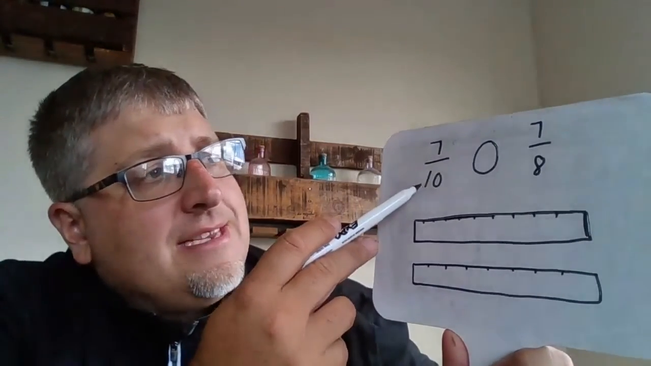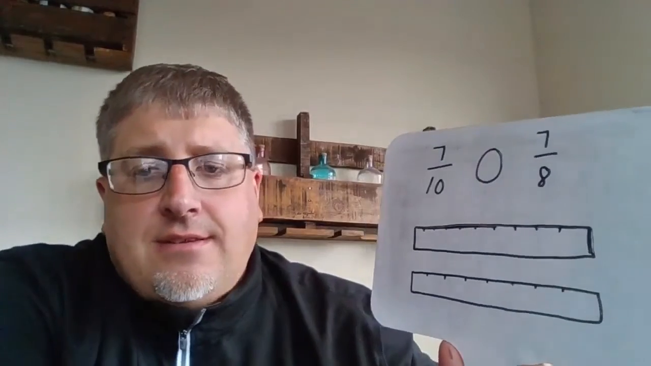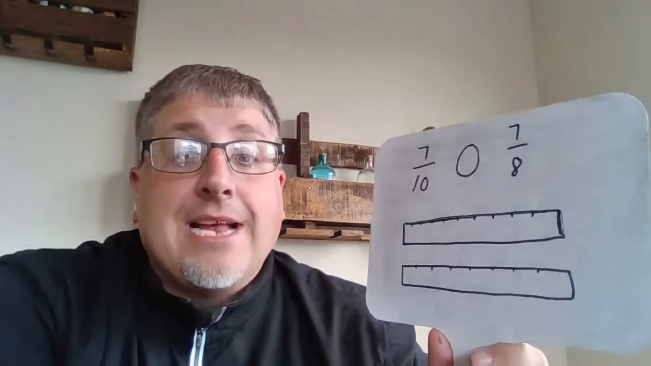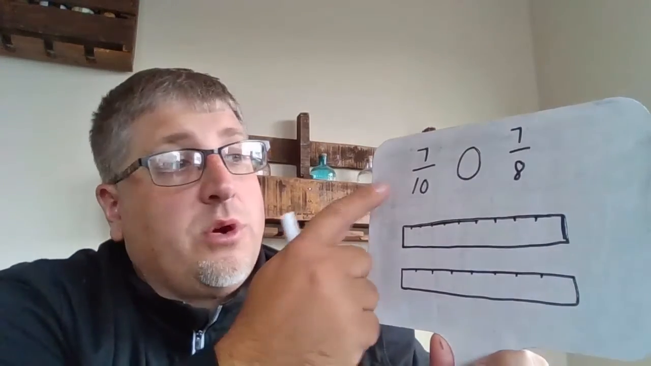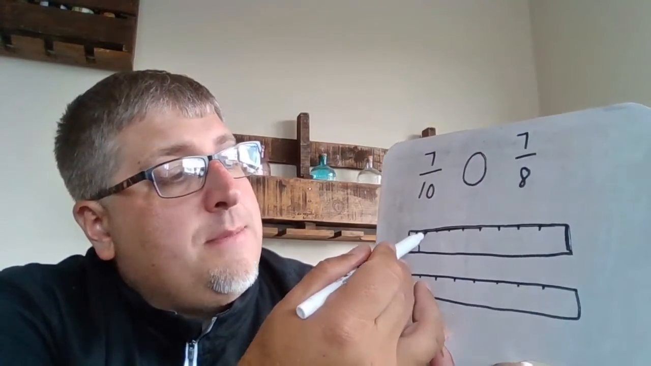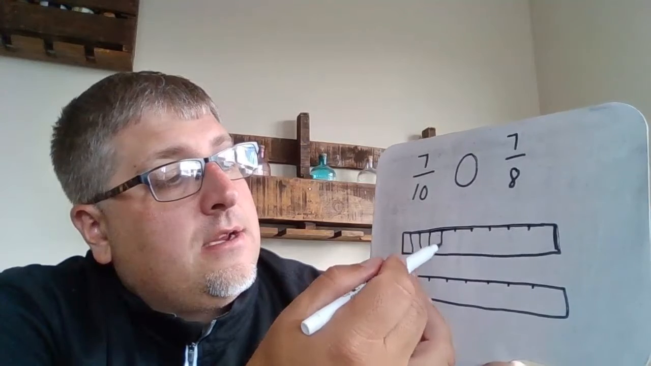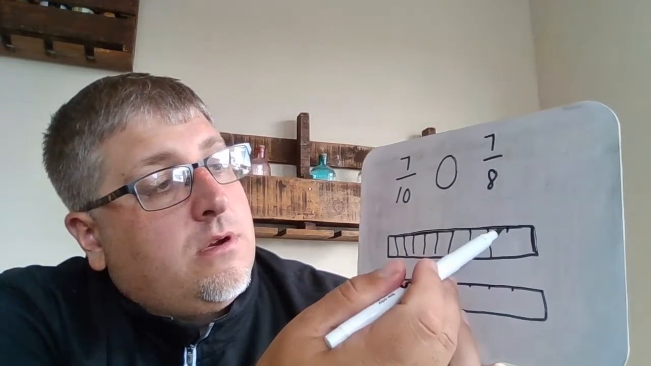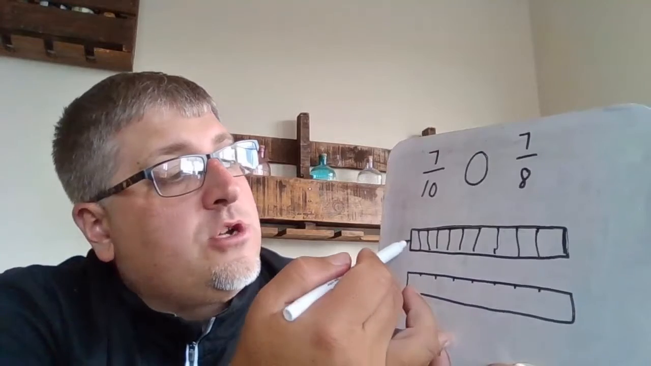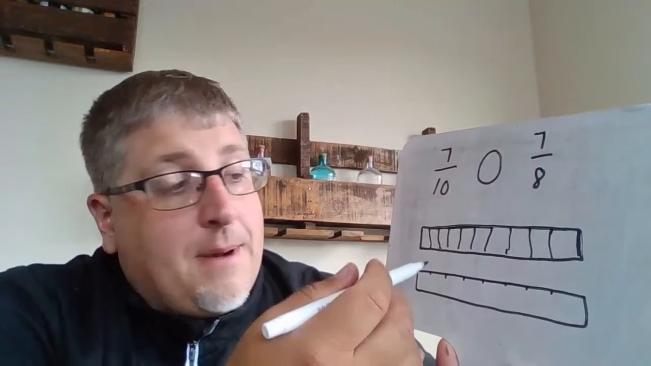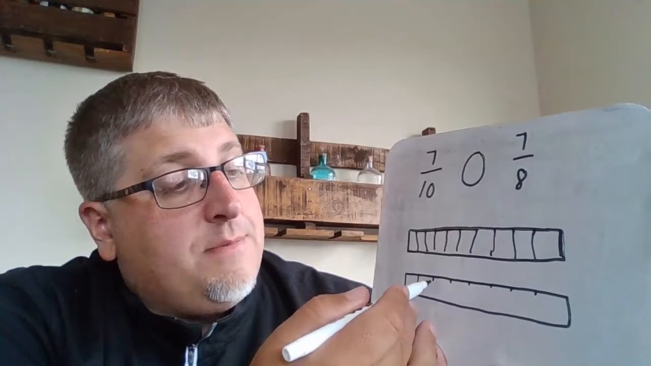So here we have 7/10 and 7/8. I'm going to use a little tape diagram here to show you what that looks like. The first thing we're going to do is the tenths. Let's break this tape piece into 10 pieces here. And I kind of got them marked out. Let's count them to make sure. 1, 2, 3, 4, 5, 6, 7, 8, 9, 10. Perfect. And the bottom one here, let's break this tape into eighths.